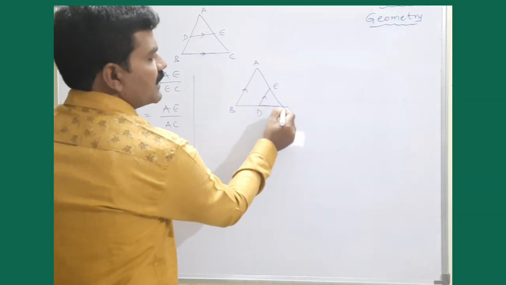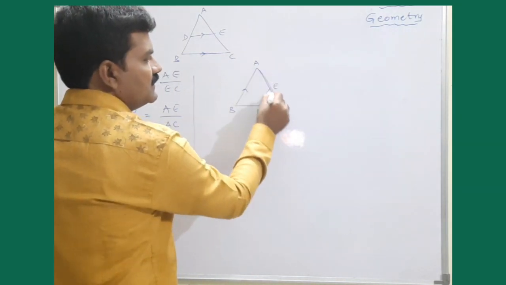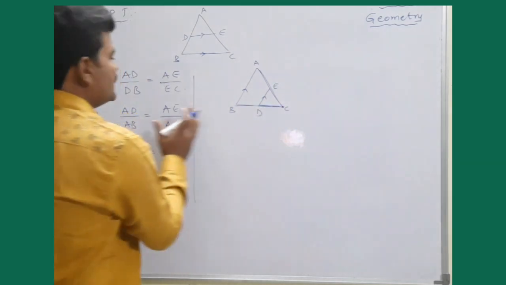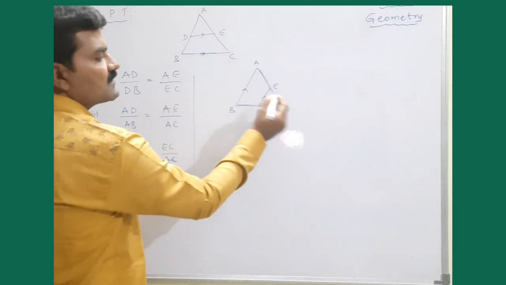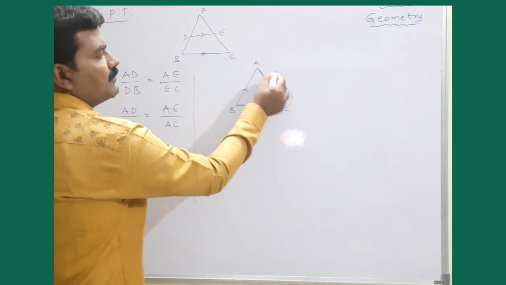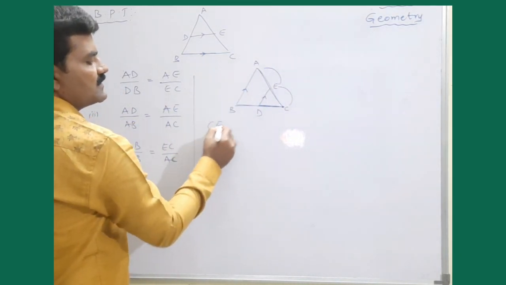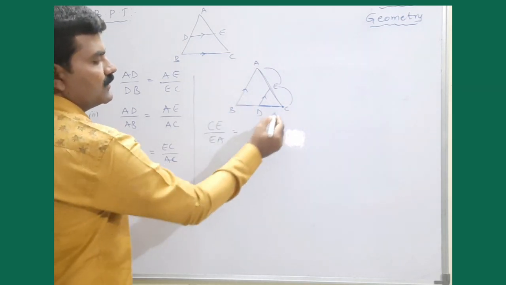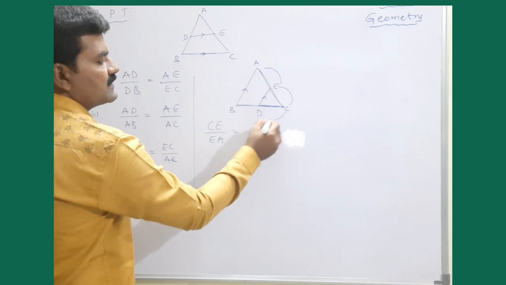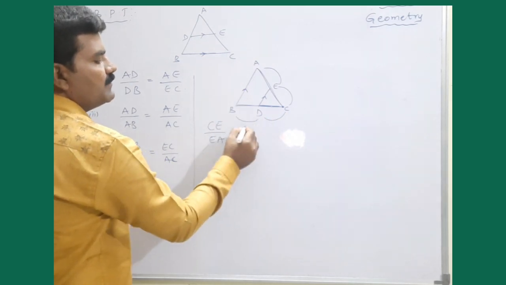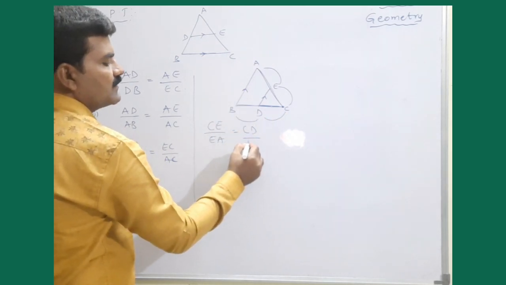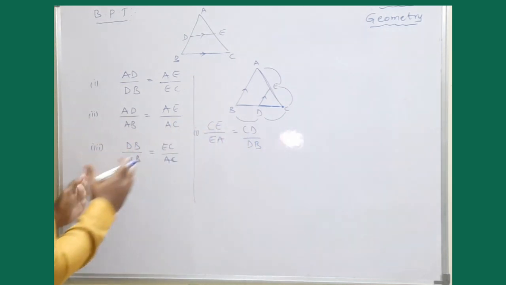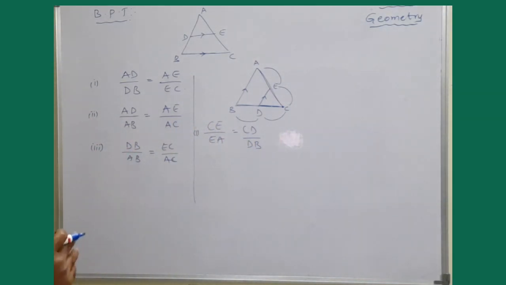So now we need to start from here, because these two sides meet at C, no? So let us apply the same technique even here also. CE by EA is equal to, in the same way here, CD by DB. CD by DB. So just applications of this BPT.